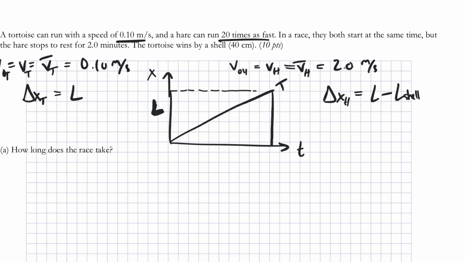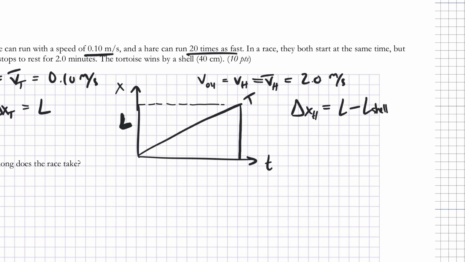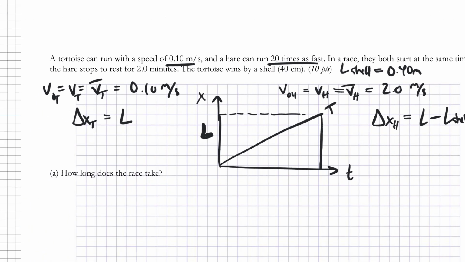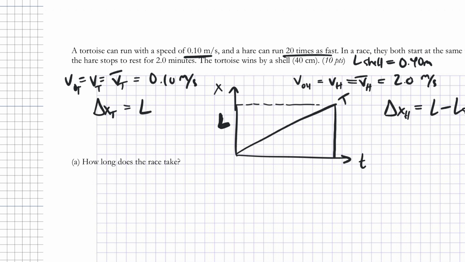I should note the length of a shell. What's the length of the shell? Length of a shell is 0.40 meters. Okay, so now I'm getting somewhere here. The tortoise runs, how long does he run? Well, let's just call the time for the tortoise a capital T, because I don't know what that is.